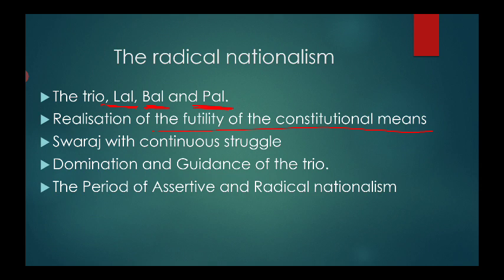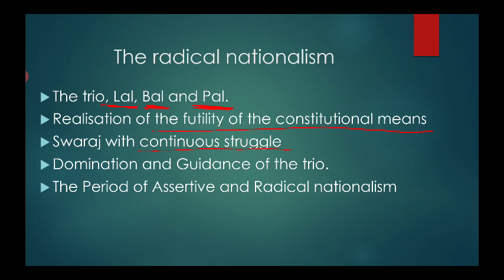And also, they wanted to achieve Swaraj with radical, violent means, and they also believed in continuous struggle. Not like they will ask for something, the Britishers will deny it and the chapter closes there. No, not like that, that's wrong. Here they wanted to achieve Swaraj with continuous struggle. They will struggle, they will die for Swaraj, or they will do whatever it takes.